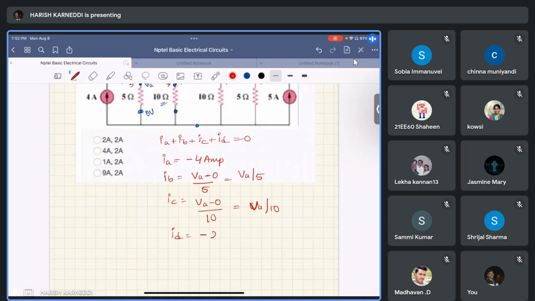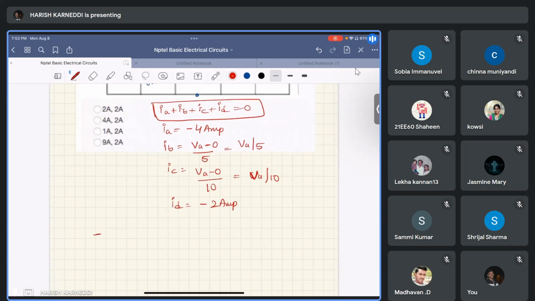ID equal to minus 2 amperes. Okay. From this KCL, that is the nodal equation at node A, how can we write this equation? That is minus 4 plus Va by 5 plus Va by 10 minus 2 equal to 0.